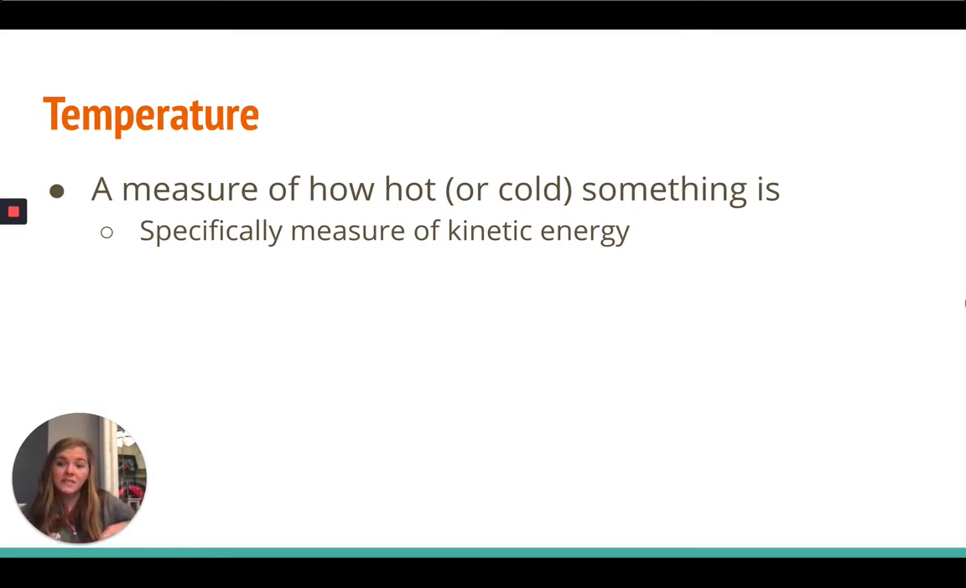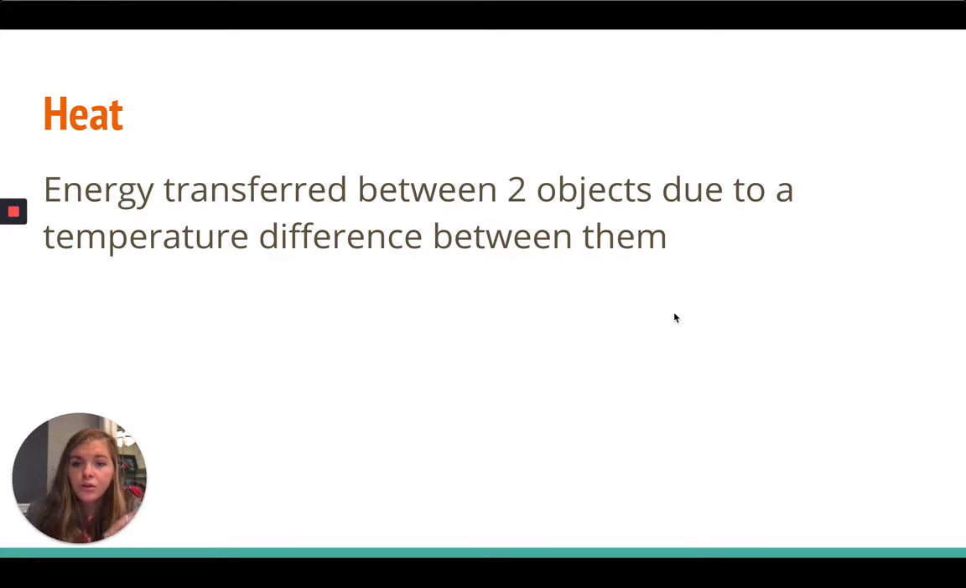Many people often confuse temperature and heat. Heat is specifically the measure of transfer of energy between two things due to the temperature difference between them. So it's the energy transferred between two objects because of how hot or cold they are. If something's hot over here and cold over here, heat would transfer off of the hot object and be absorbed by the cooler object because of the temperature difference. As always, if I'm going too fast, make sure you pause the video to get your definitions down.